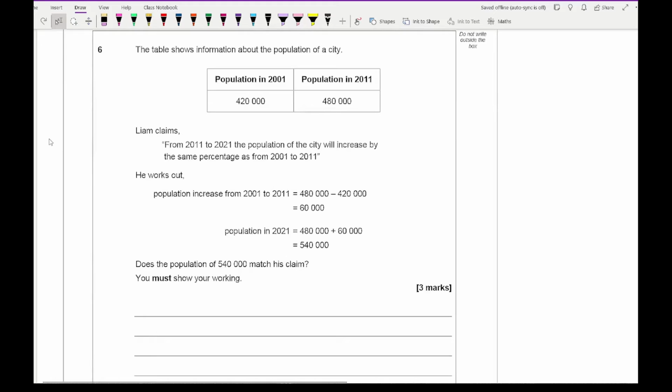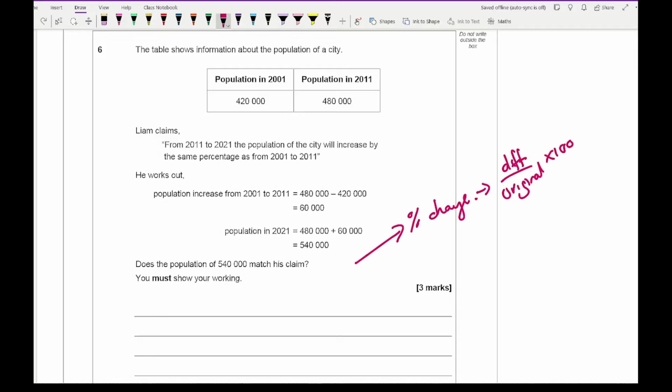Then with question 6, it says the table shows information about the population of a city, and then it's got a claim by Liam who says from 2011 to 2021 the population of the city will increase by the same percentage as 2001 to 2011, and he then works out each of those percentages. The question is asking, does the population of 540,000 match his claim? Show your working out. What we need to do first is work out the percentage change. Now in that you've got the difference divided by the original, multiplied by 100.